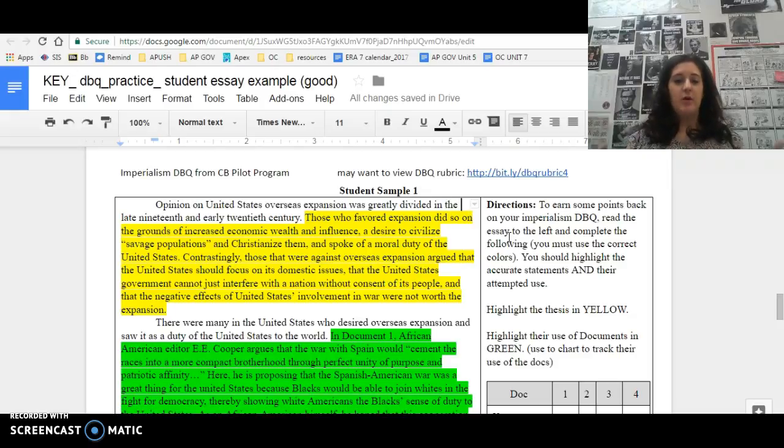And then they say, contrastingly, there were those that were against overseas expansion, and they argued the United States should focus on domestic issues, government can't interfere without the consent of the people, and the negative effects of involvement in war were not worth expansion. So there you have three indications of what national identity meant at the time. So they do earn the point there.